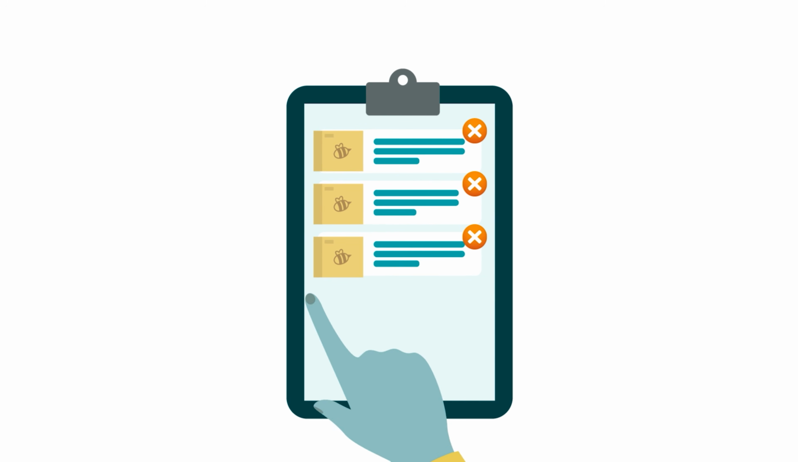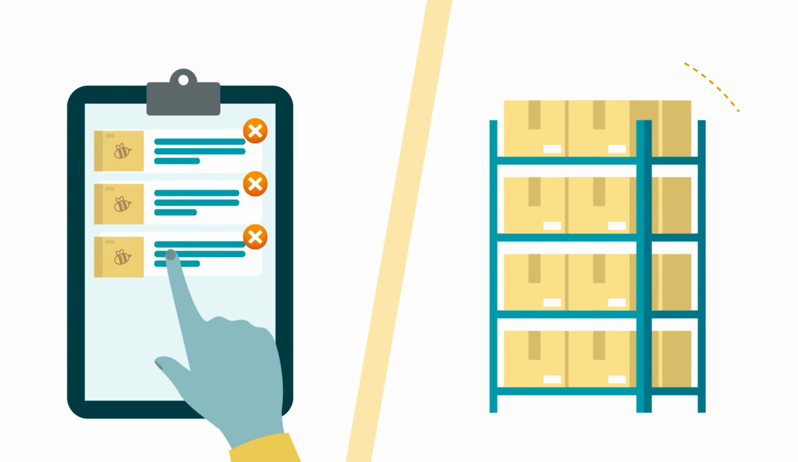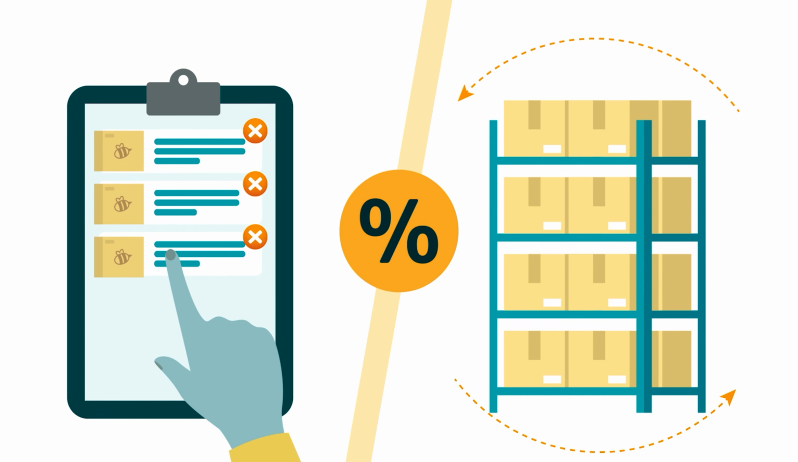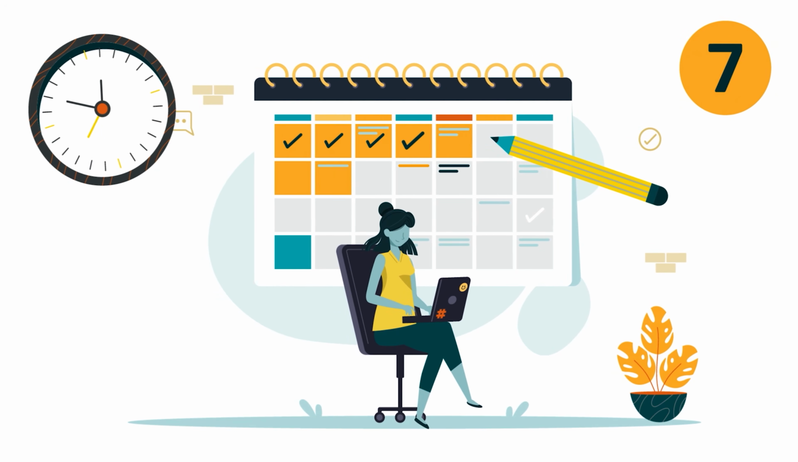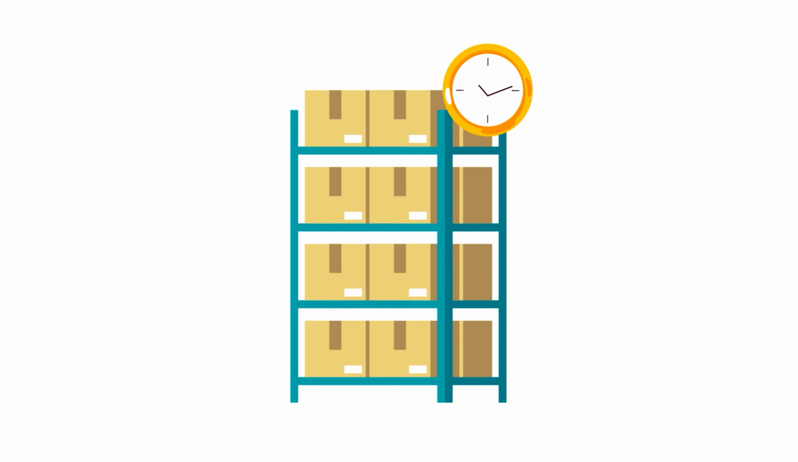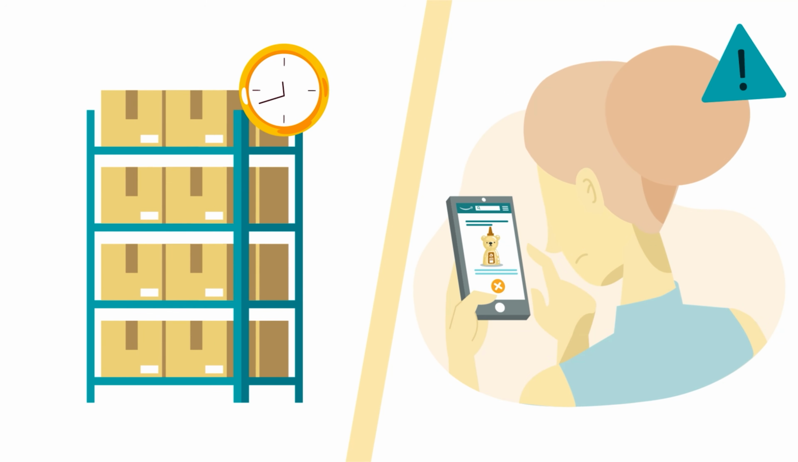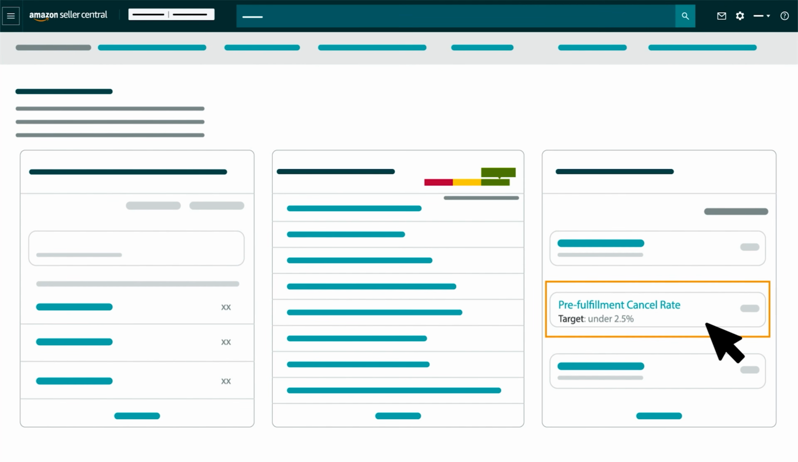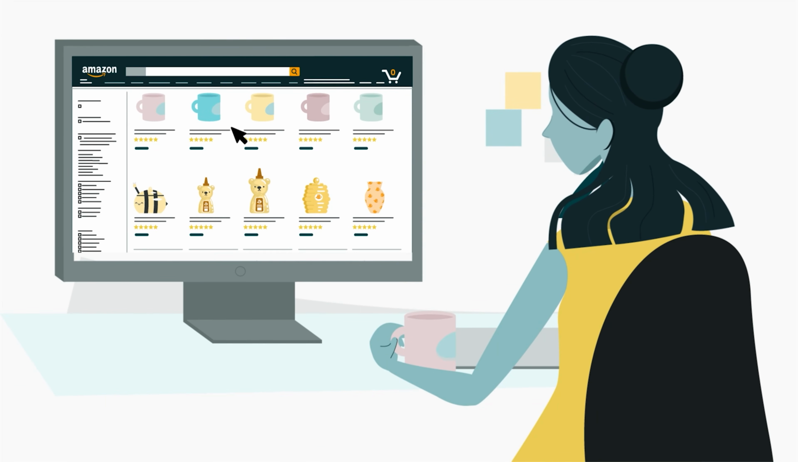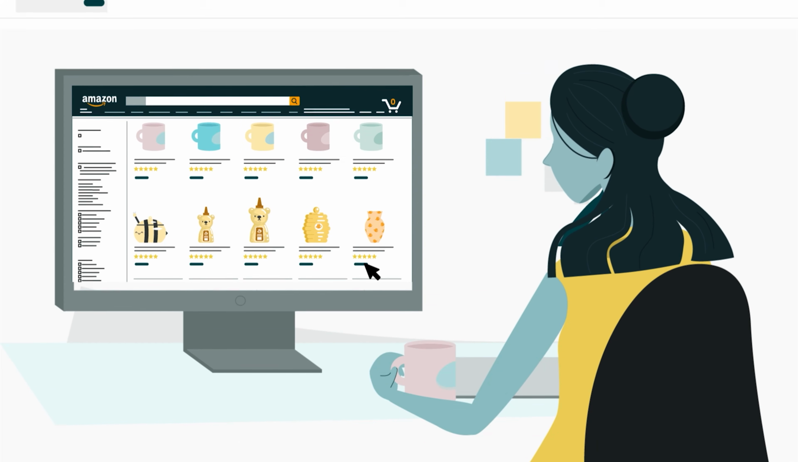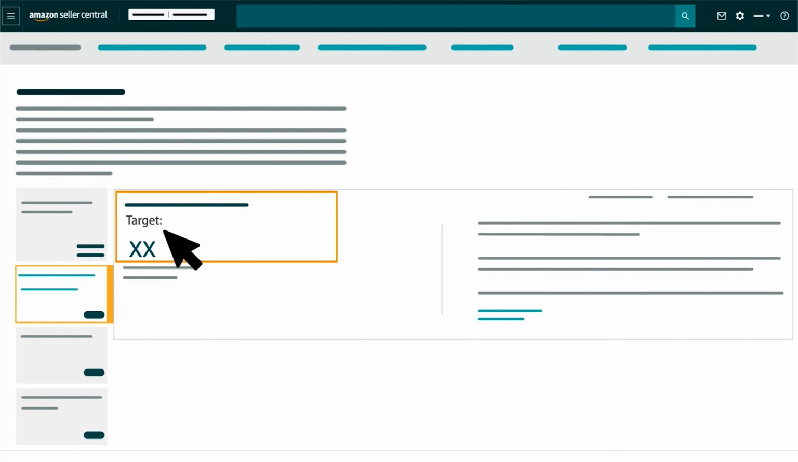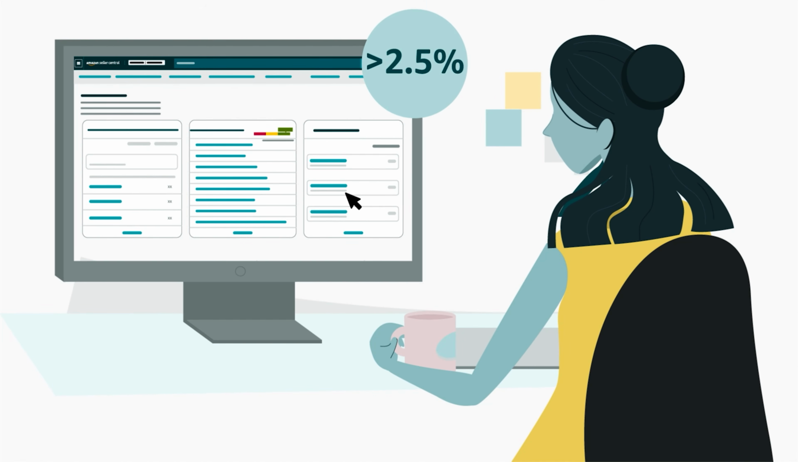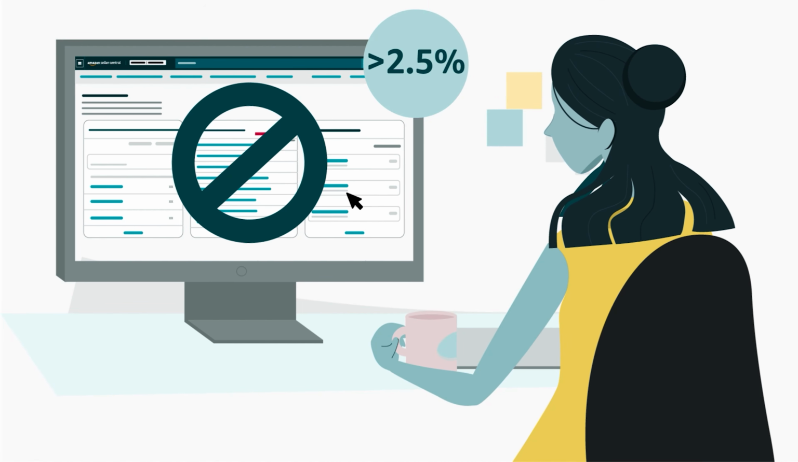The cancellation rate measures all seller-initiated order cancellations as a percentage of total orders during a 7-day period. Pending orders or items canceled by the buyer don't count toward your cancellation rate. To maintain an active and healthy selling account, sellers are expected to maintain a cancellation rate under 2.5%. Higher rates can result in account deactivation.